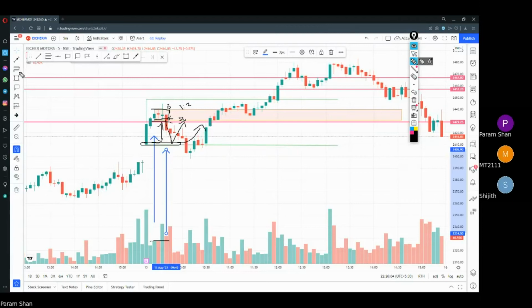No. You should not consider this zone again because this is already a respected one. Okay. And it is not necessary because the price is coming from the bottom. No, when the price is coming from the bottom, what is this called?